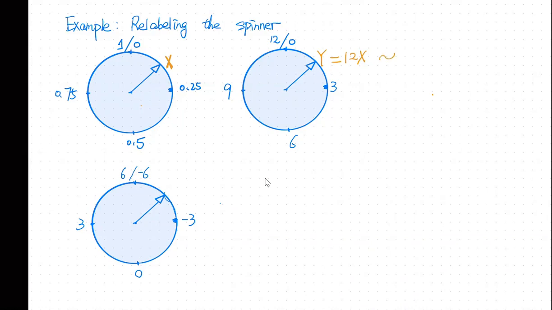And because X follows the uniform distribution on the interval 0 to 1, Y should follow the uniform distribution given by the interval that's obtained by applying the same scaling on the interval for X. So it's 12 times 0 to 12 times 1, which is uniform 0 to 12.